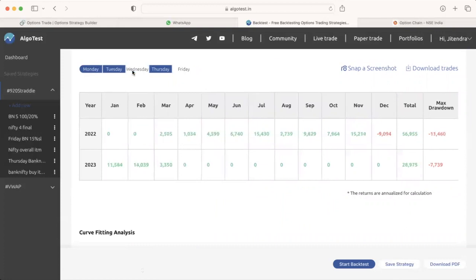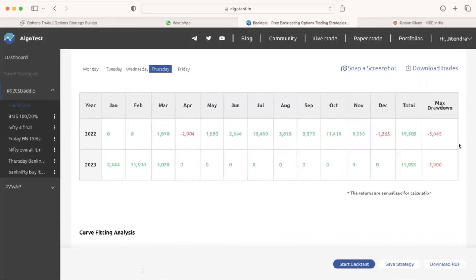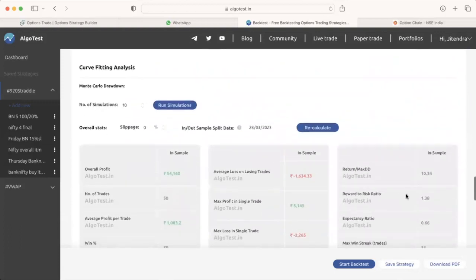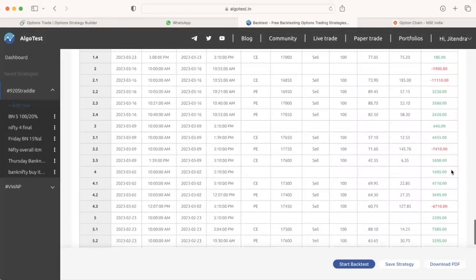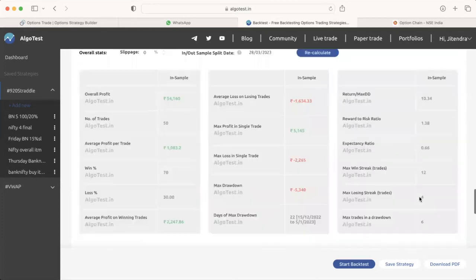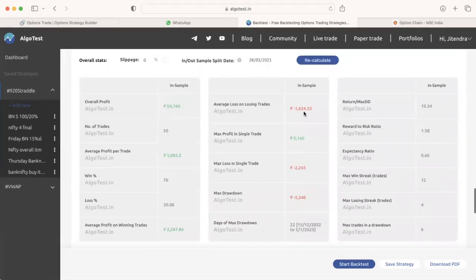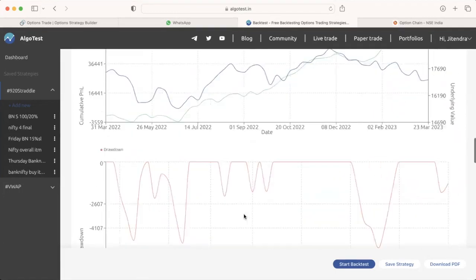If I do it on Thursday, only on Thursday, the profit is somewhere around 54,000. Okay, so last expiry was good. Before that, there was a huge loss. Before that, there was a small profit. Then there was okay profit. So the average loss is 1600 with a win rate of 70, which is good. Average profit is a little less, that is only 2200. So we can check what went wrong.